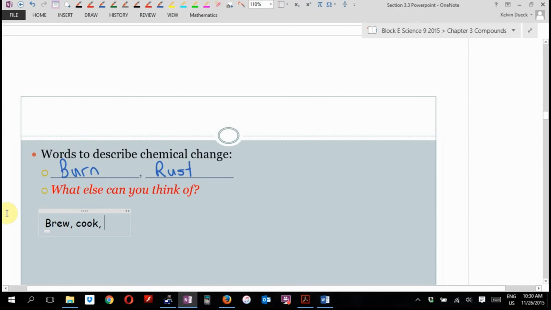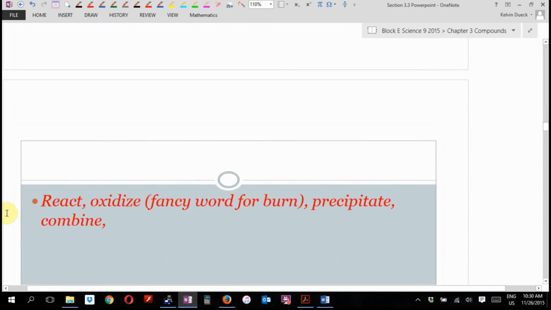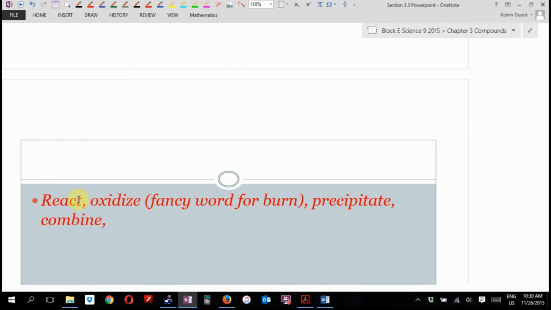You know what? Here's a, oh yeah. Disintegrate? You know what? Here's some. React, that's a basic one because chemicals react. The fancy word for burn is oxidize. The reason we call it oxidizing is fire needs oxygen. Precipitate. Matt, you gonna make it? You're looking a little, that was a long blank there. Wake up, sit up. Yeah. Okay. Combine. These are some.